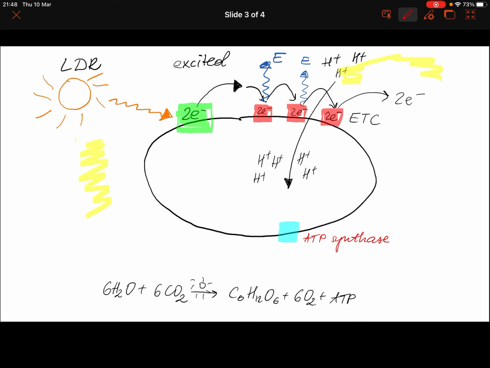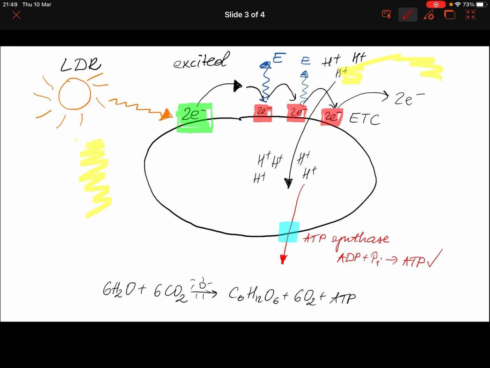The main job of the ATP synthase is, of course, to form ATP. For this reaction to happen and for the enzyme to become activated, we need hydrogen ions to pass through the ATP synthase. Passing through this ATP synthase, the shape of its active site will change and allow the formation of ATP to happen. So this is how ATP is produced here.